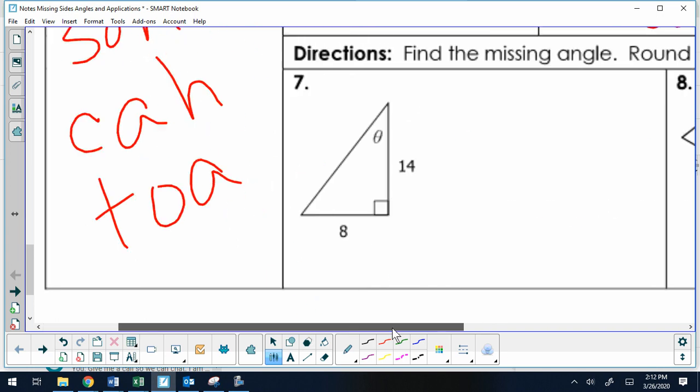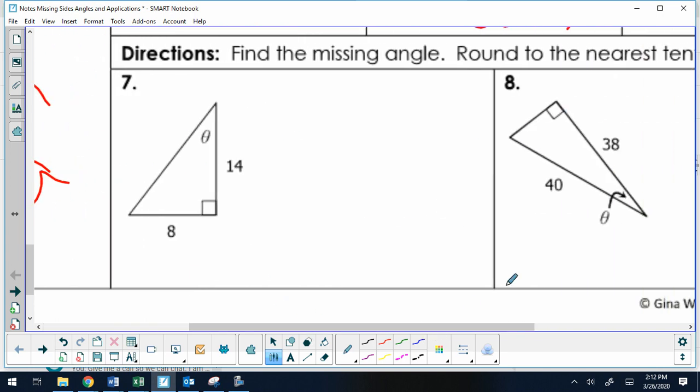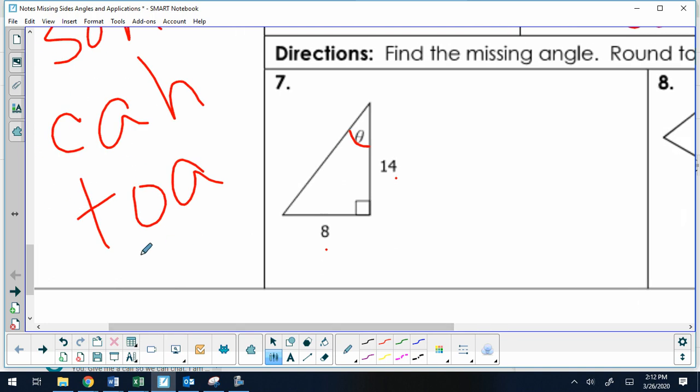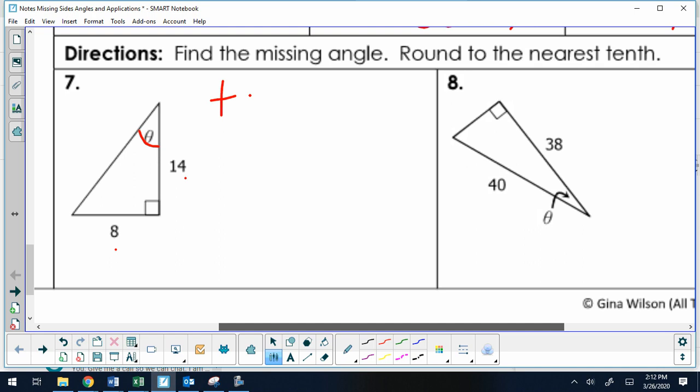Just giving myself a little bit more room. Here we go. So first, find the angle that you're looking for, which is right there. There's my theta. It's labeled as such. In reference to that angle, I have the opposite and the adjacent. So that's going to be tangent, because tangent uses opposite and adjacent. So I'm going to do tangent of theta is opposite over adjacent, so 8 over 14. I don't even really need to reduce, because I'm going to go straight to my calculator.